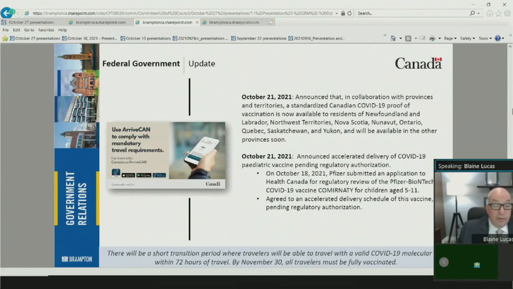In other federal developments, the government announced that a standardized COVID-19 proof of vaccination is now available for a majority of provinces and territories. And we've also learned that there's planned accelerated delivery of the COVID-19 pediatric vaccine that is pending regulatory authorization. So it's well in the works to ensure that there's vaccination opportunities for children under 12. So if I can move forward now into slide 8, please.